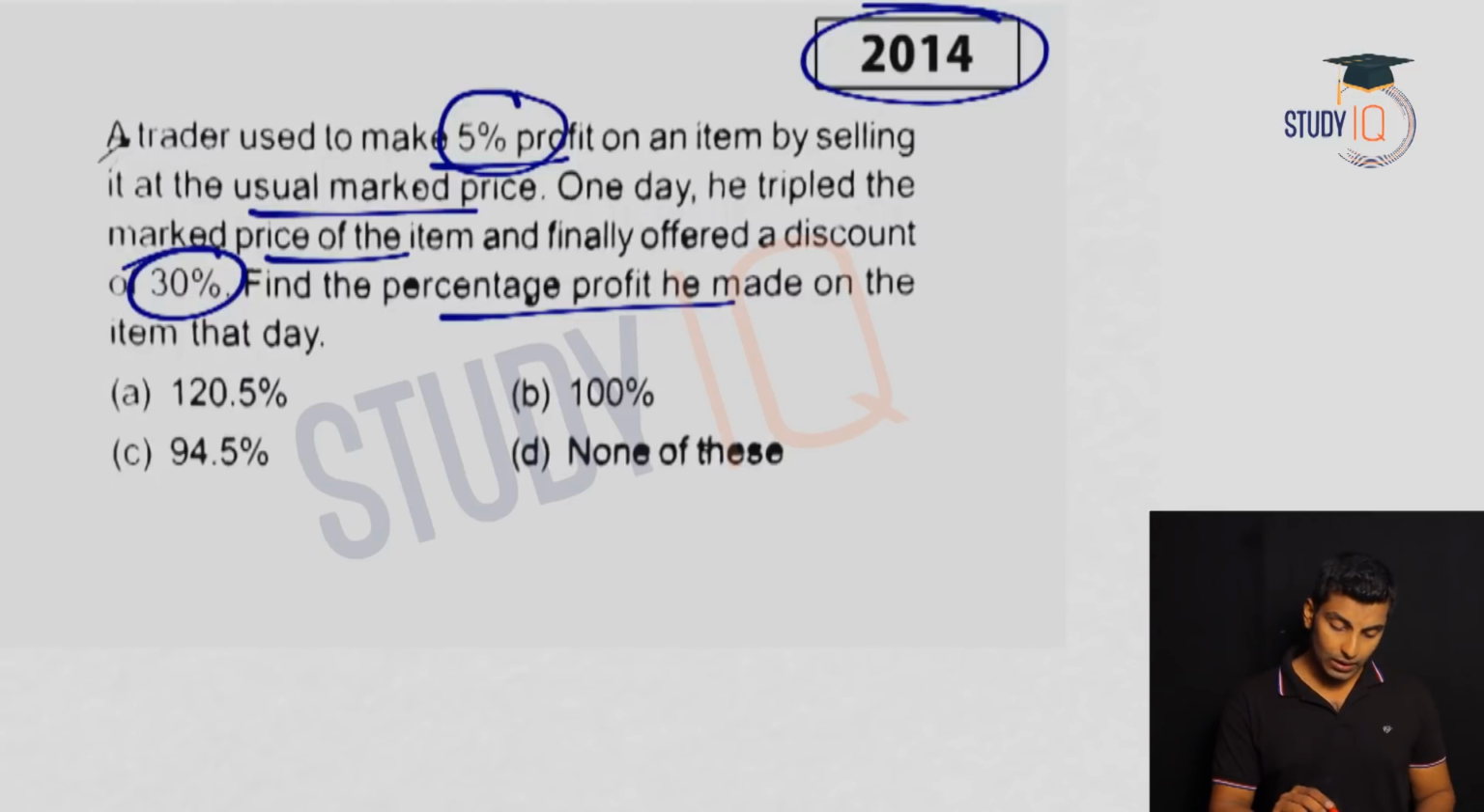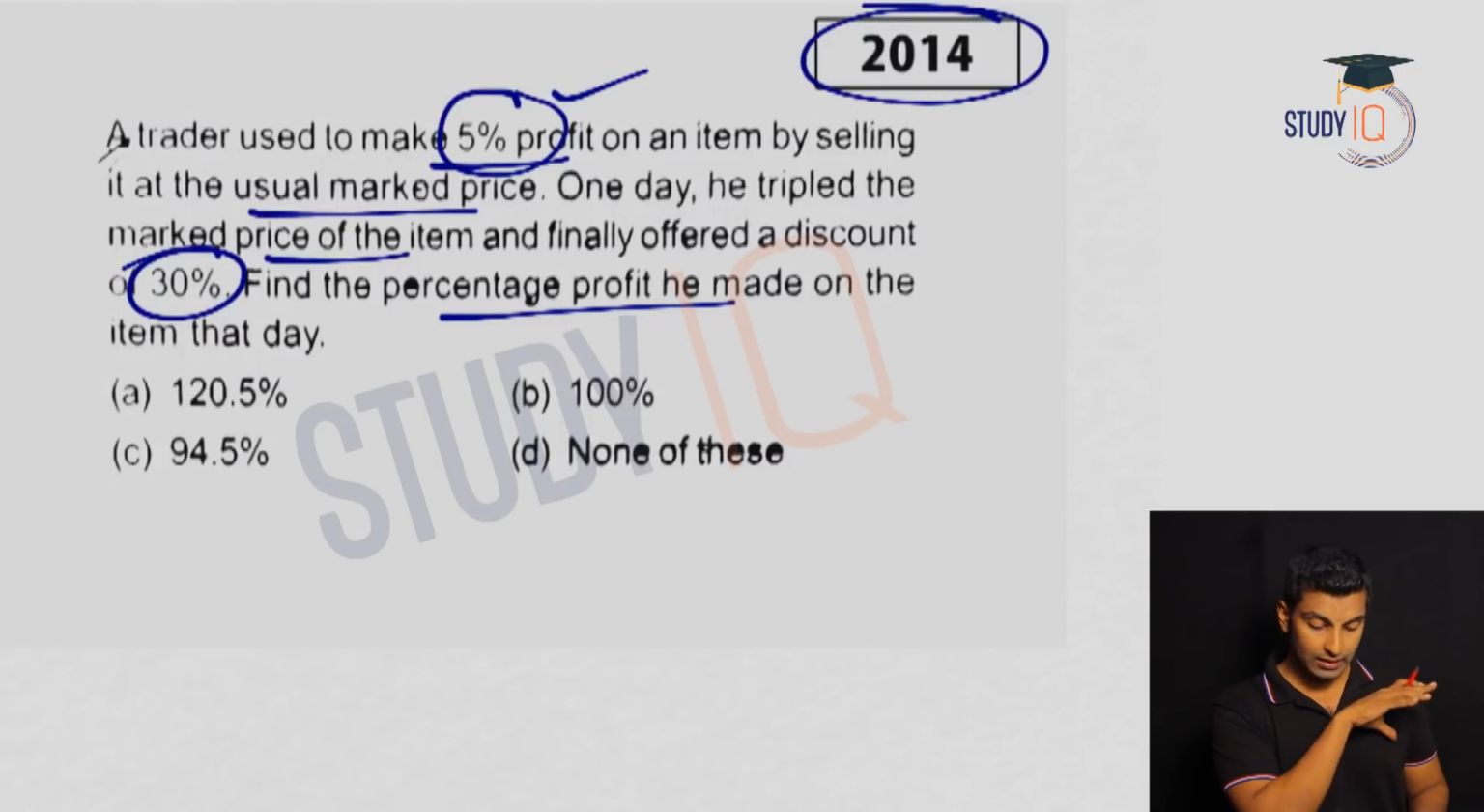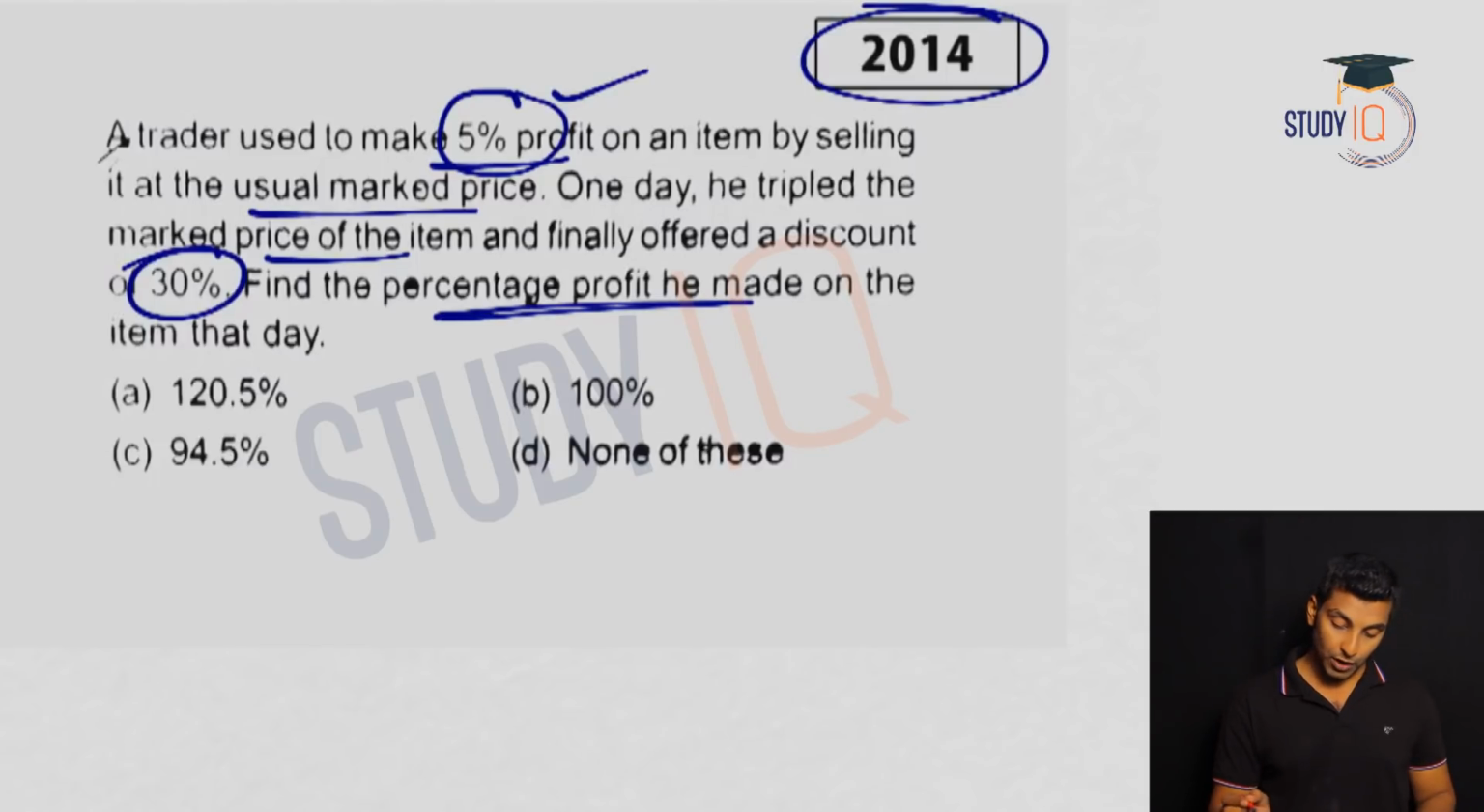So the normal course of action is 5% profit if you sell at the usual mark price, but on a fine day he tripled it. Okay, so he is getting a profit of 30%. So find the percentage profit he made on that day. What percentage profit did he make?